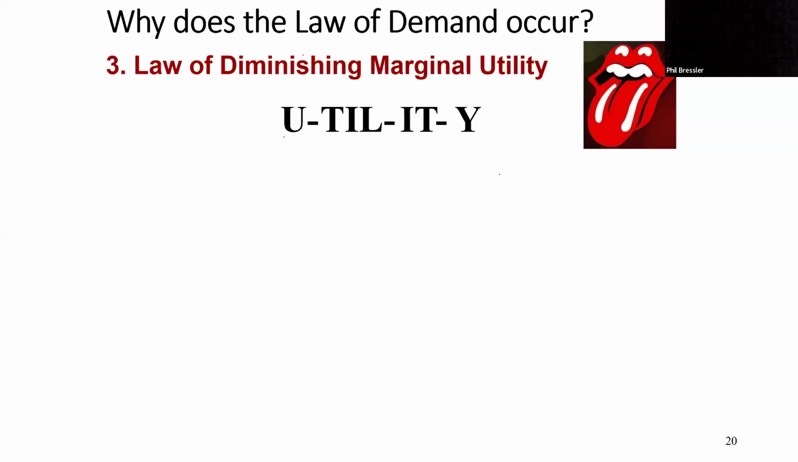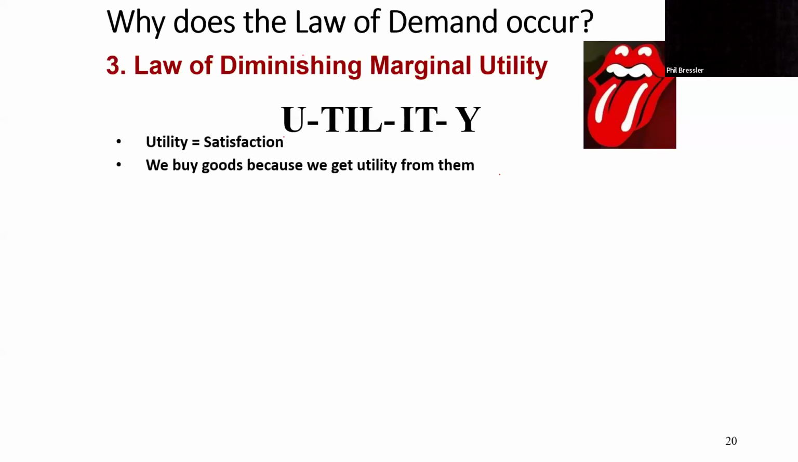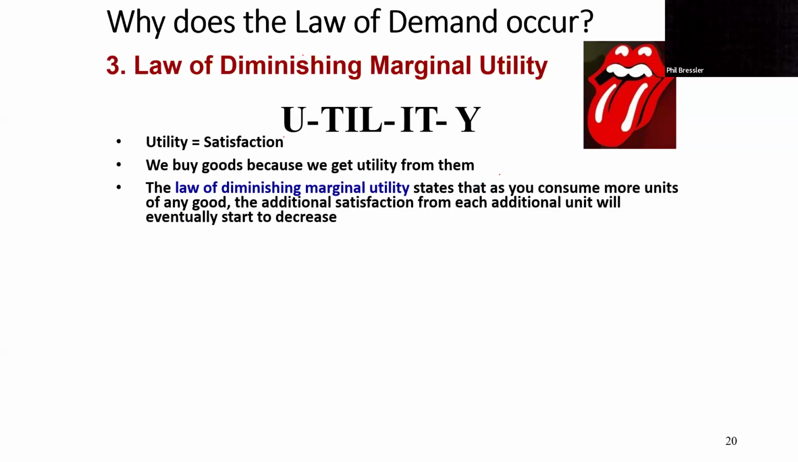So the law of diminishing marginal utility is: as you consume more units of any good, the additional satisfaction, and you could put in parentheses, benefit from each additional unit will eventually start to decrease. All right. So the law of diminishing marginal utility states that as you start to buy more and more donuts, your satisfaction will eventually decrease.